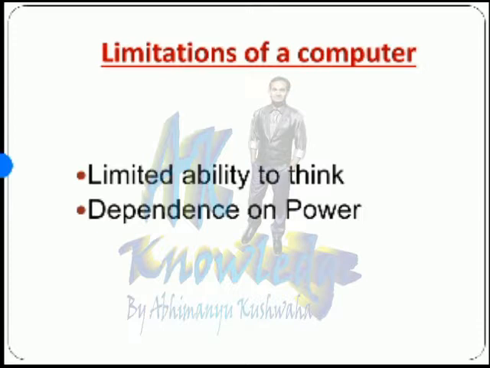Okay, so it needs instruction. Actually, we need to give input to the computer, then it can process. And the second point is dependence on power. It means a computer requires power, like your mobile requires a charge. The computer needs a UPS or power supply. Your laptop needs a battery, so it needs power. So these are the limitations. Okay.